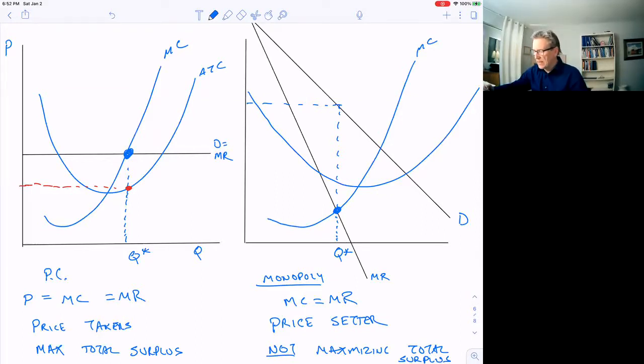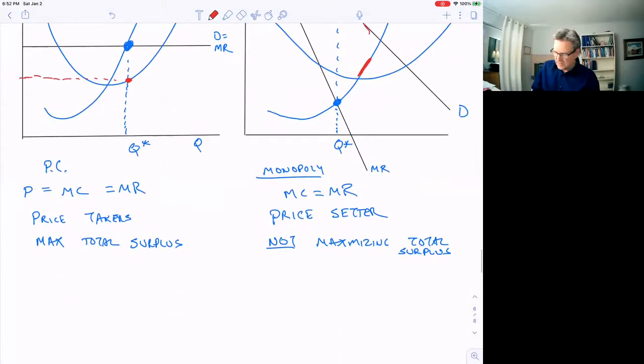because there are some people that would like to have this product. You can see after Q star, the demand curve says there's some people that would pay this price here, but the marginal cost is only this price. That means we could produce these products at a cheaper price than people value it. But we don't do it because the monopolist won't produce more, because then they have to lower the price for all the other people. So there's some inefficiency here and there's some loss of total surplus.